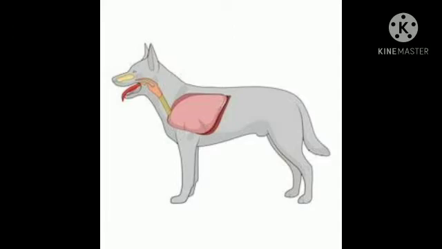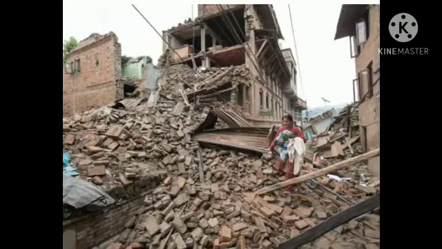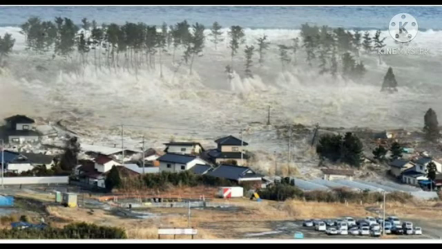Just now we have taken one example, the dog. When something is going wrong in its surroundings, the dog will identify it very, very easily in a short period of time and it will run away from the place. Whenever natural calamities like an earthquake or a tsunami are going to attack, these types of animals will identify it easily even before human beings, and they will go to the safest places.